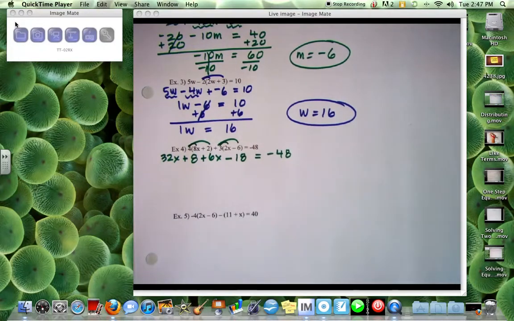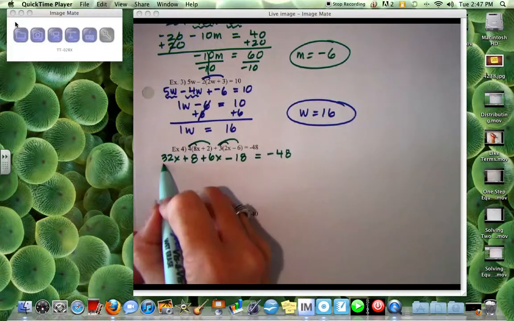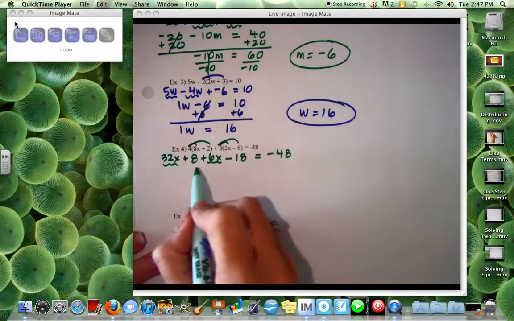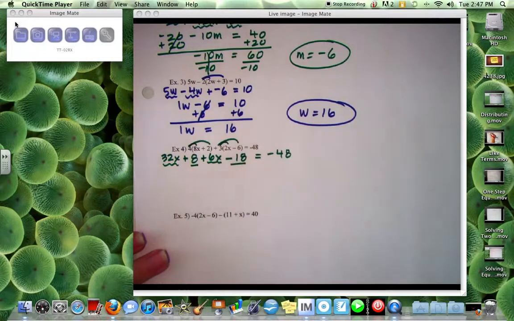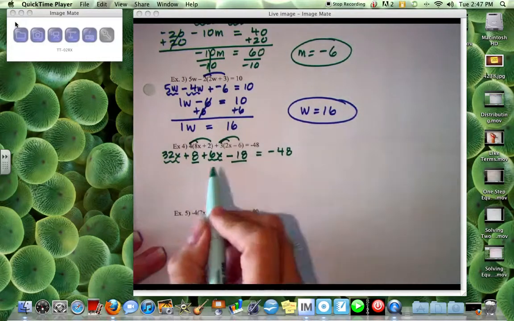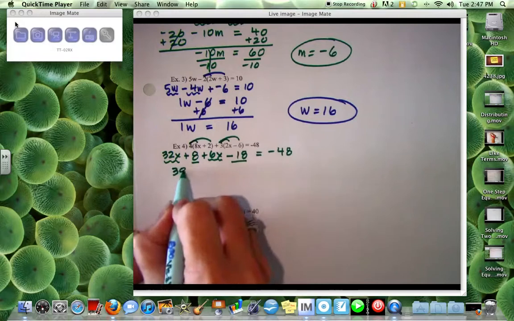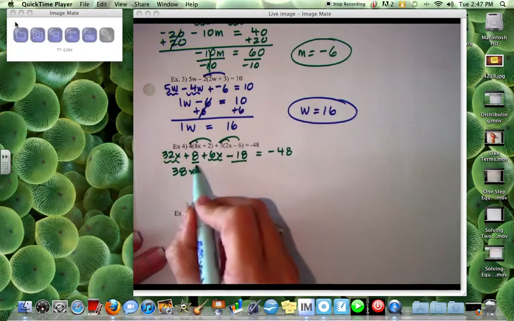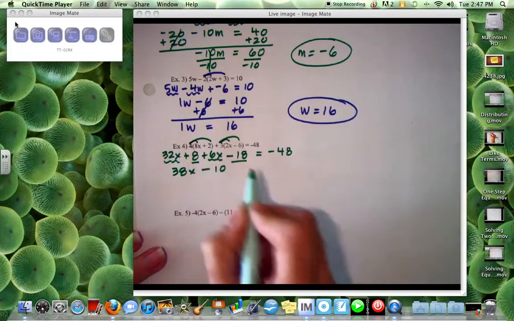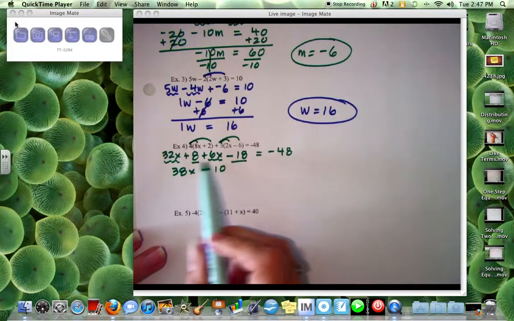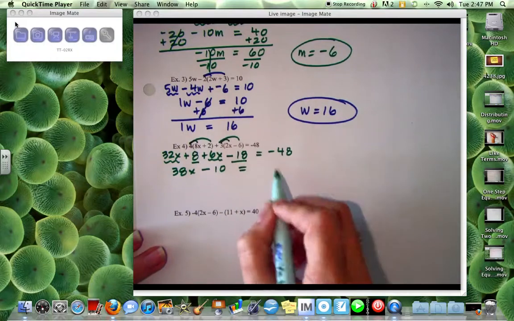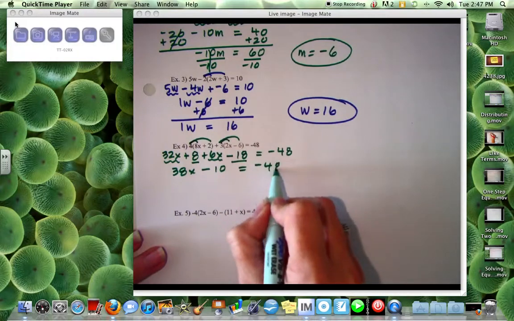We need to look for like terms. So we have 32x and 6x that are like terms. We also have 8 and minus 18. So we need to combine these things. 32x and 6x gives us 38x. 8 minus 18 gives us negative 10. We've combined all of our like terms on the left-hand side, so we'll bring down the equal sign, negative 48.